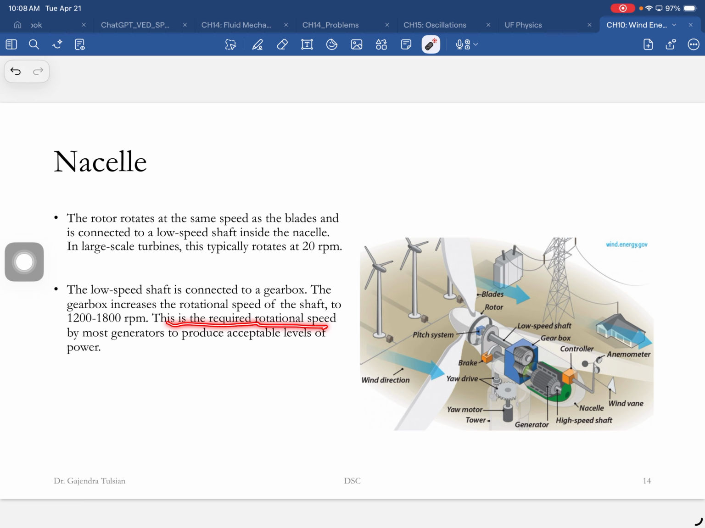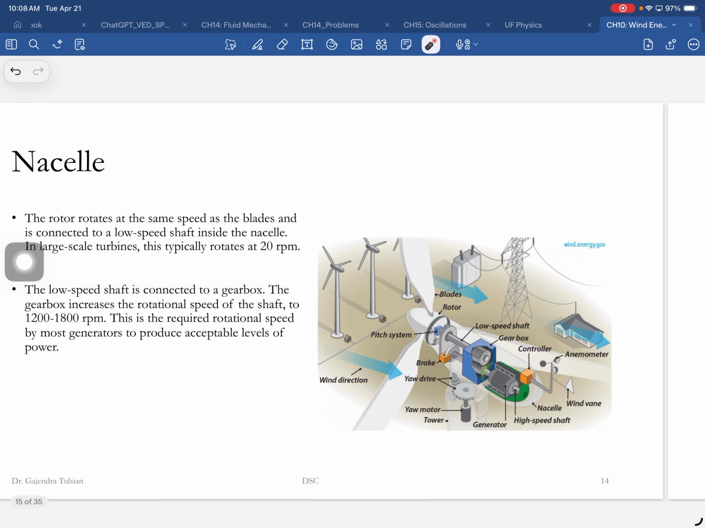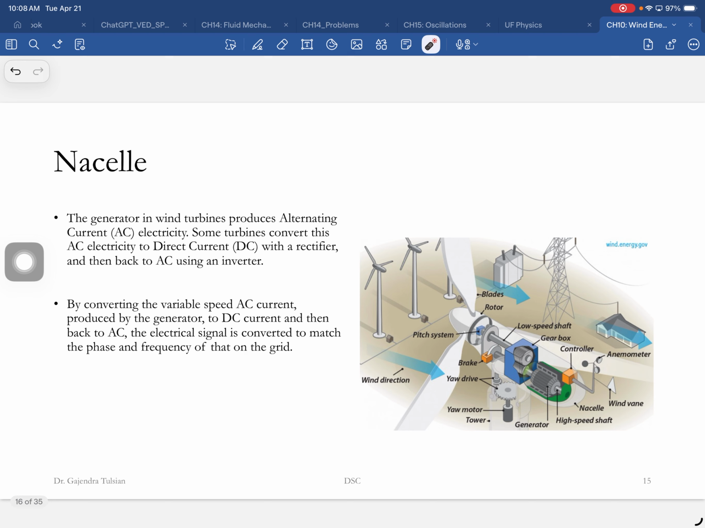This is the required speed by which most generators produce acceptable levels of power. So you're rotating that shaft at 1500 RPM. So this wire is being rotated at 1500 RPM to produce the electricity. The generators in the wind turbines produce AC current. Now this is very important.